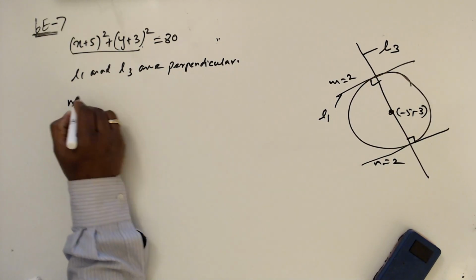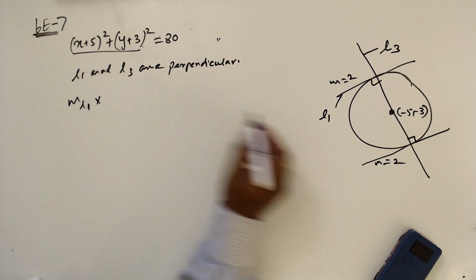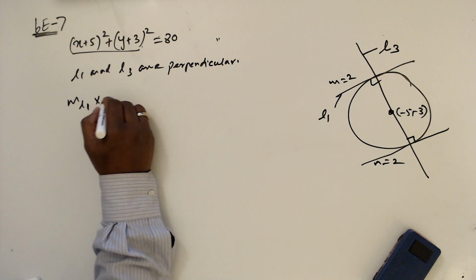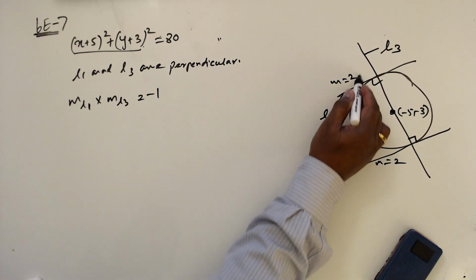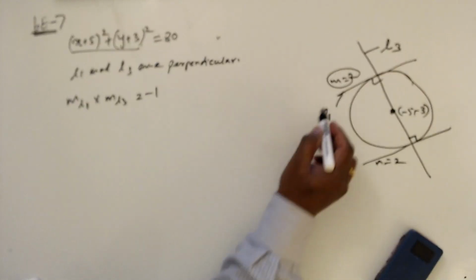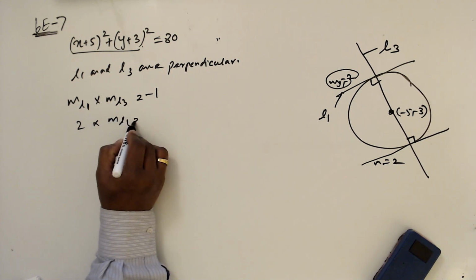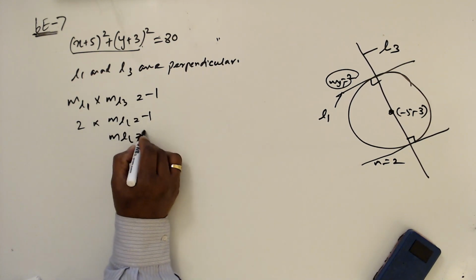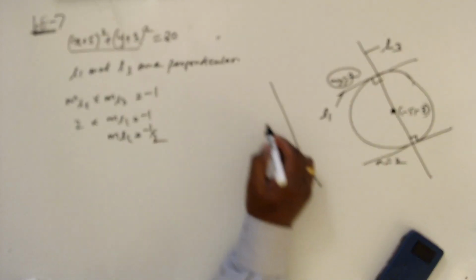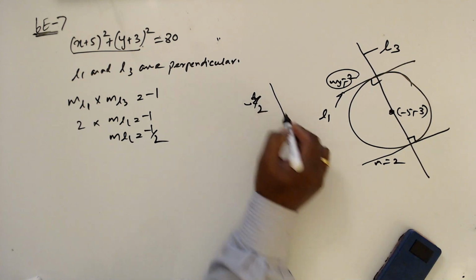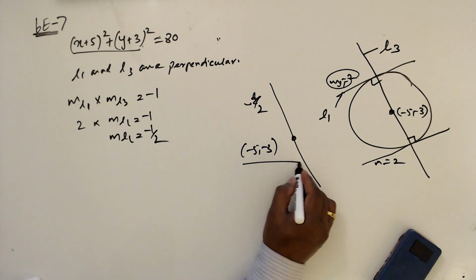Hence, ML1 times ML3 equal minus 1. ML1 is 2. Gradient is 2. 2 times ML3 equal minus 1. ML3 is minus half. Now I have a gradient of minus half, and I have the point minus 5, minus 3. So I'll write the equation of this one.